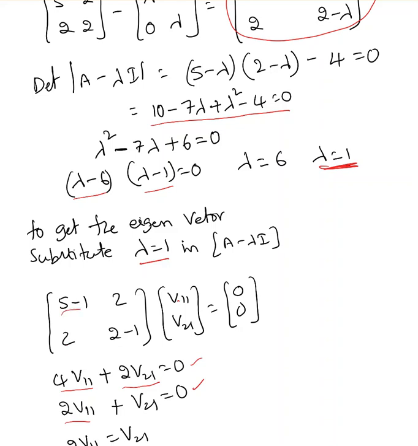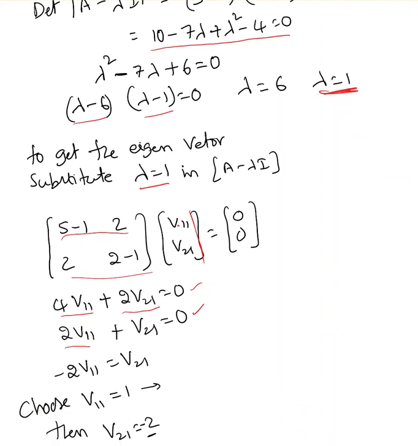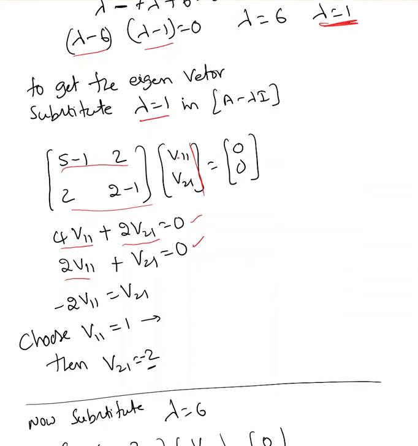I multiplied basically these two, and we should end up with the same equations. So here I have minus 2 V11 equal to V21 from both equations. Here you choose the V11 value. It's up to you; you can choose any value. So when I choose V11 equal to 1, V21 equals minus 2.